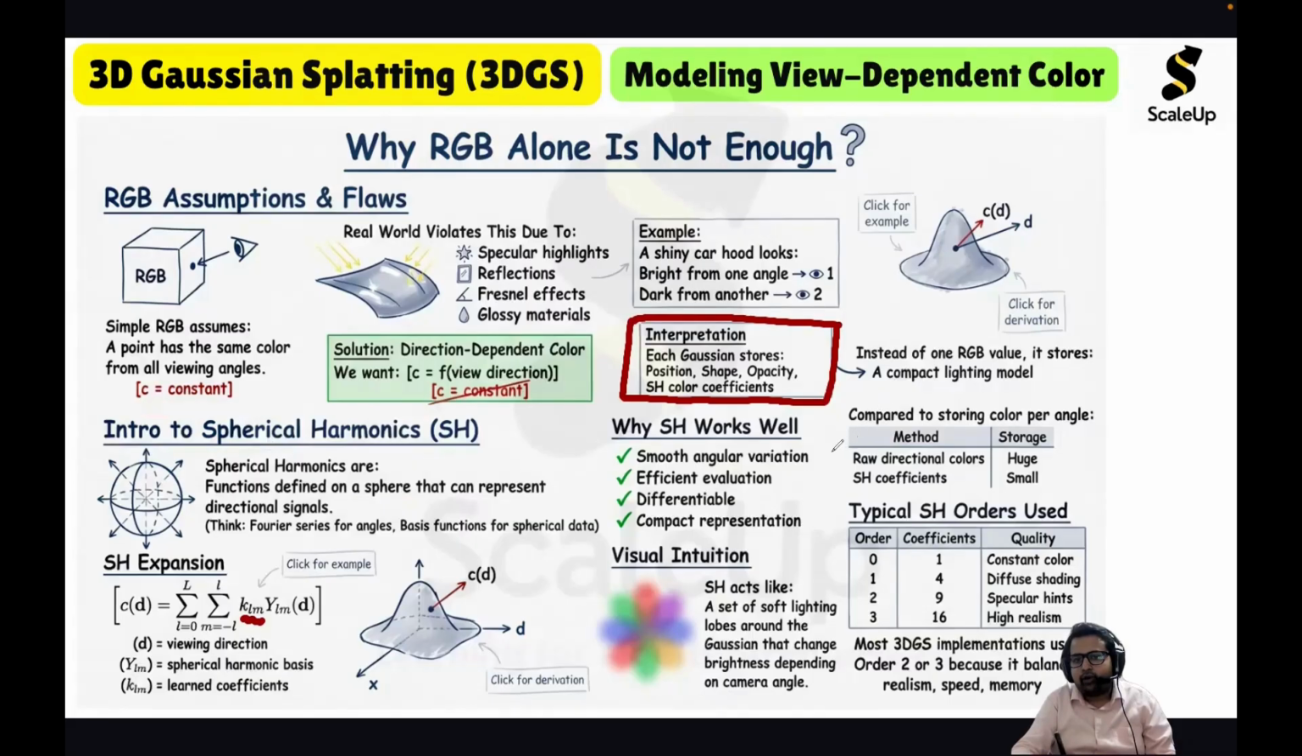And see, if we store color per angle, that can be very messy. The storage will be huge. Rather than storing color per angle, we just need to store the SH coefficients. So if the degree is 2, 9 coefficients I have to store. That's it. And those 9 coefficients will be enough to determine the lighting or the color of a 3D Gaussian. So every Gaussian will be storing 9 coefficients for color.